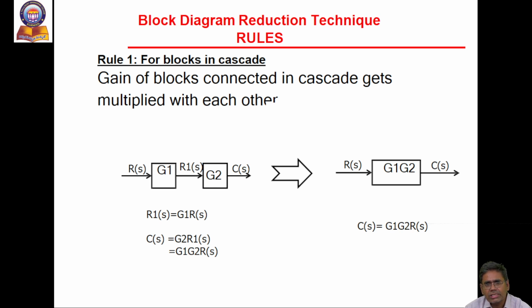The first rule while reducing a block diagram is for blocks in cascade. The gains of blocks connected in cascade get multiplied with each other. R of s is the input signal, C of s is the output signal. The output by input is equal to G1 G2. When the blocks are connected in series, in cascade, the resultant will be the product of the two gains. This is one rule for blocks connected in cascade.